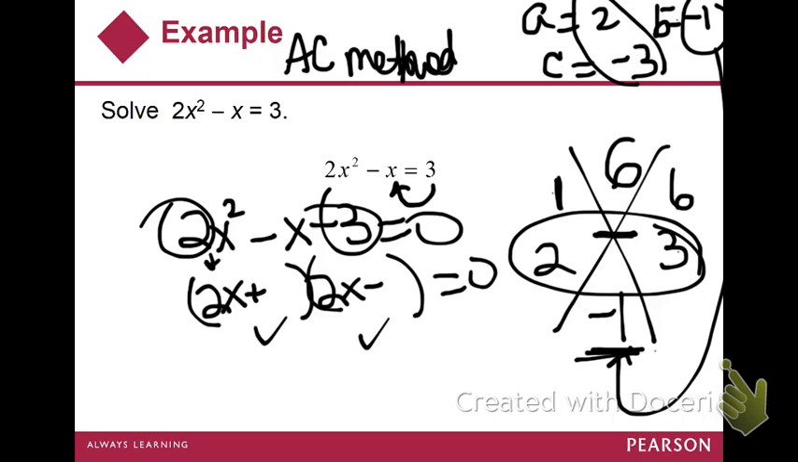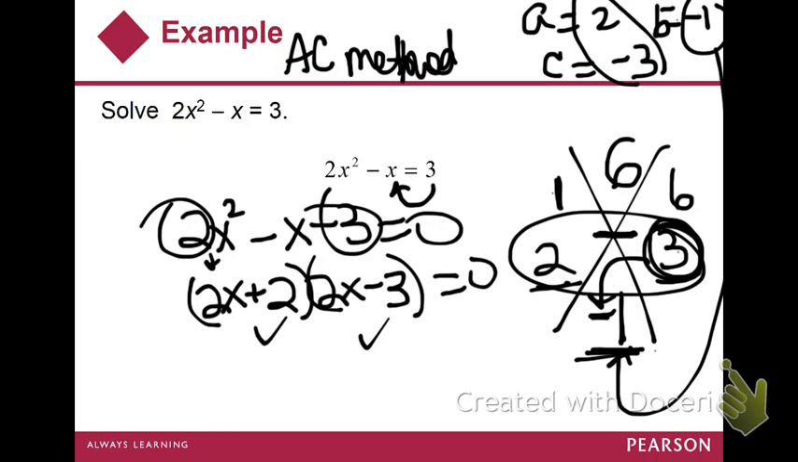But how do you know which one goes where? The larger of the two numbers gets whatever sign B is. So this 3, since my B term is -1, goes with the minus sign. And my other term there, my 2 right here, goes with the other one.